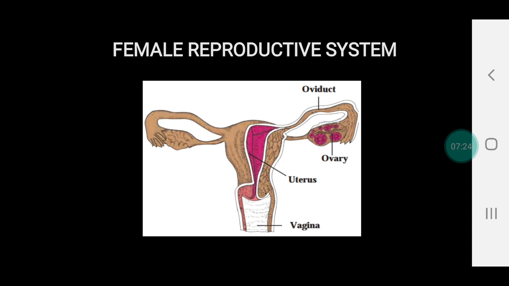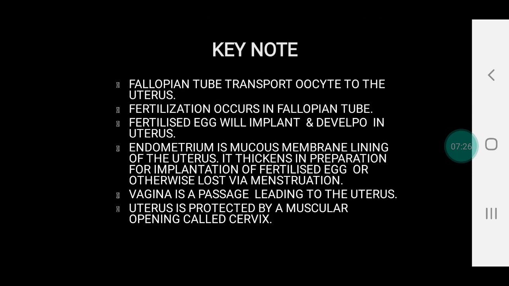So the fallopian tube transports the oocyte to the uterus, and fertilization occurs in the fallopian tube, while the fertilized egg will be implanted and developed in the uterus. So see the difference. Fertilization takes place in the fallopian tube, while the implantation of the fertilized egg and its development takes place in the uterus.